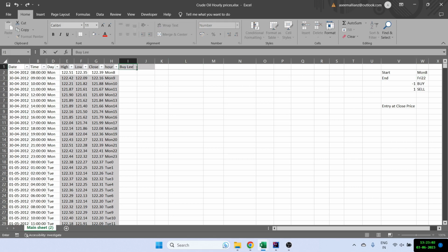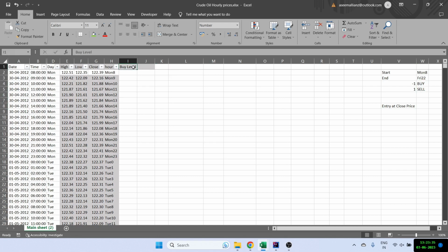The first thing I want is the buying level. I've already added the data here, and what I've done is I've made this column H8, in which I've concatenated the day and the time. Why I've done that is so that I know that Monday 8 o'clock is the starting time, and Friday 22, which is the Friday evening at 10 o'clock, is the ending time. And like in all my previous videos, I always keep buying level as -1 and selling level as +1, and I will be entering at closing prices.